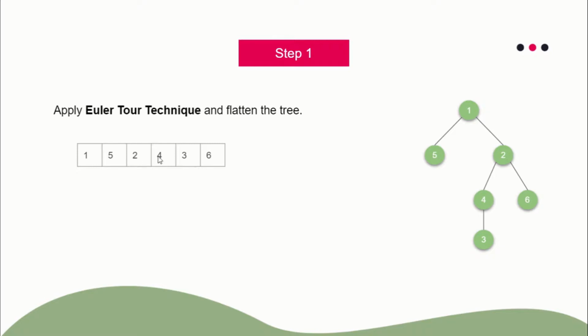Now what are the properties of this flattened tree array? See here, for each node, its subtree actually becomes a subarray in this array. For example, for node 4, you see 4 and 3. These two nodes are the subtree of node 4, and you can see it is appearing as a subarray. For node 2, the nodes 2, 4, 3 and 6 appear as a subarray starting from node 2 itself. So now if you want to find the sum, you can apply the subarray query. That's why this is very helpful.